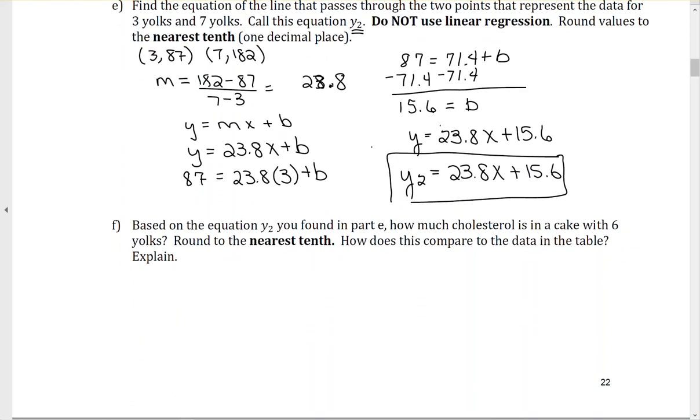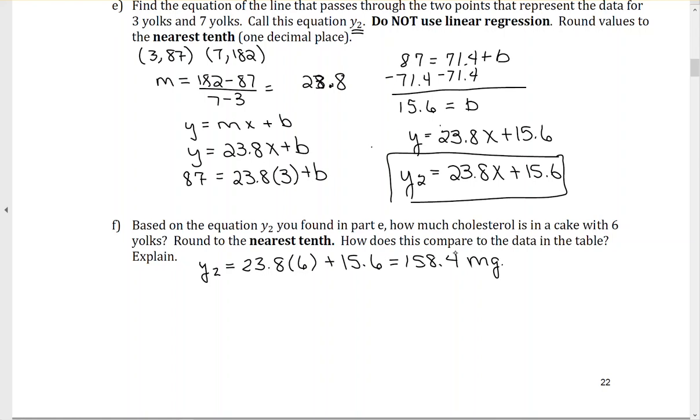For the last part of this, it says now based on your equation y sub 2. It's this equation, not the one from the previous problems. How much cholesterol is in a cake with 6 egg yolks? So again, 6 is the input, that's the egg yolks. So y sub 2 equals 23.8 times 6 plus 15.6. Round to the nearest tenth means 1 decimal place. So when I compute that out, I got 158.4 milligrams.